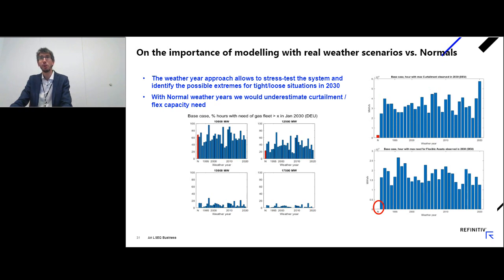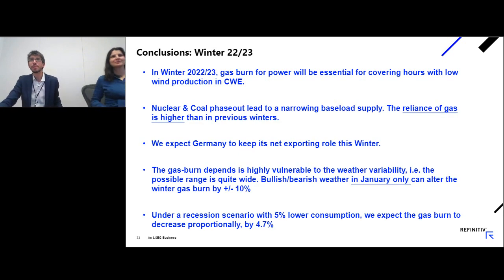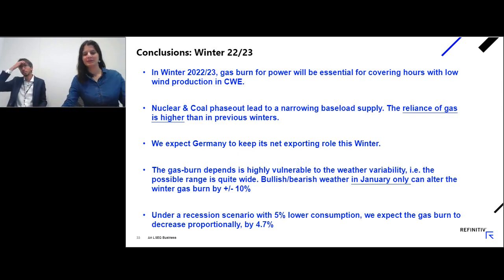If you model using normal weather, you will never need a gas fleet larger than 15 gigs, for example, in January 2030. But this is completely not the case, because you can see that actually the need is there in a non-negligible number of hours under several of the weather years. So this is really testimony of why it's important to model things in a proper way and in a detailed way, and basically there is no shortcut to that. So yeah, so I just want to leave Natalie some conclusions.